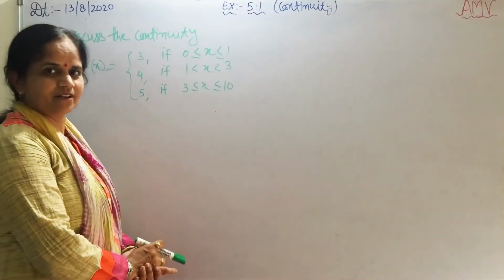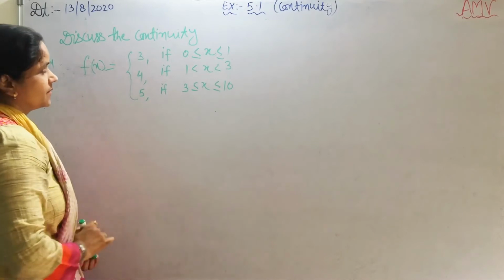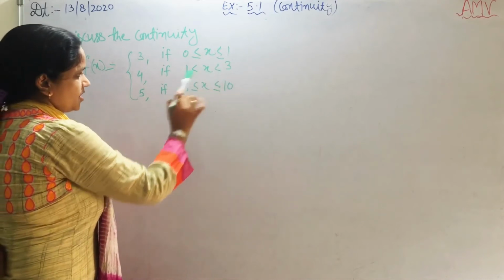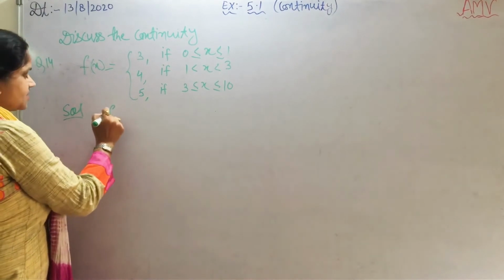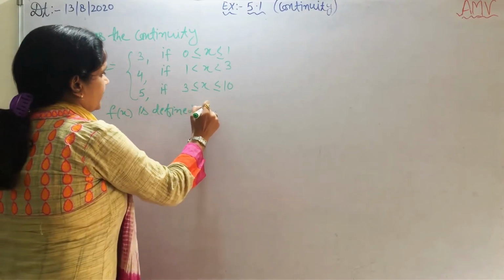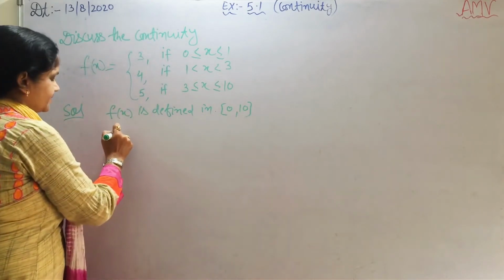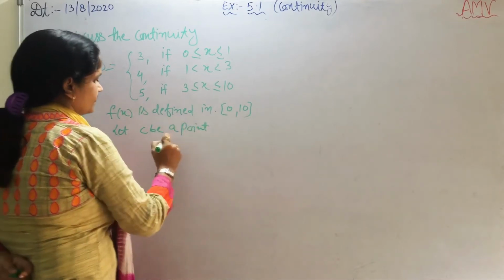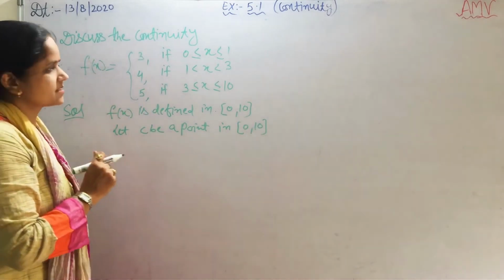Let's start question number 14. The question is discuss the continuity. Function is given. But see here the intervals are from 0 to 1, 1 to 3 and 3 to 10. So first of all, the function is defined in interval 0 to 10. Now let C be a point in interval 0 to 10. Now we have to discuss the continuity.